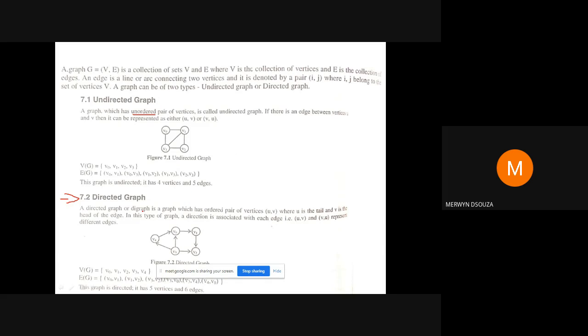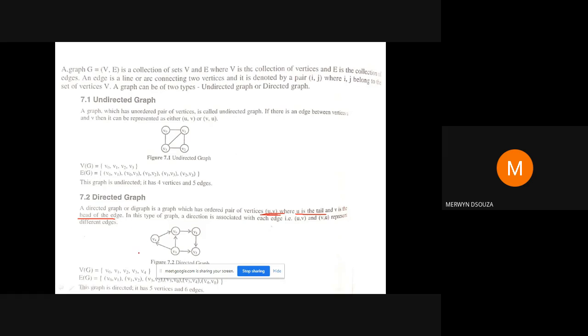A directed graph is also known as a digraph, and it has an ordered pair of vertices. Ordered pair of vertices means the direction is defined. So if I say the name of the edge will be U, V, it has to be U, V. I cannot have the other name. I cannot place, and V is the head of the edge.